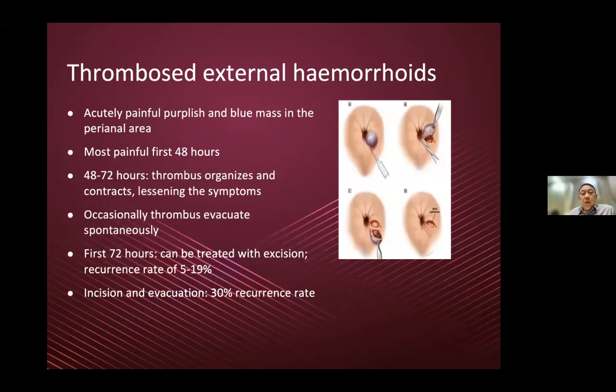So a little bit on the thrombosed external hemorrhoids. The presentation is an acutely painful purplish and blue mass in the perineal area. Most painful in the first 48 hours. And in the third day, they organize and contract. The symptoms will start to go down. Occasionally, the thrombus evacuates spontaneously, leaving behind an ulcer that heals over time.